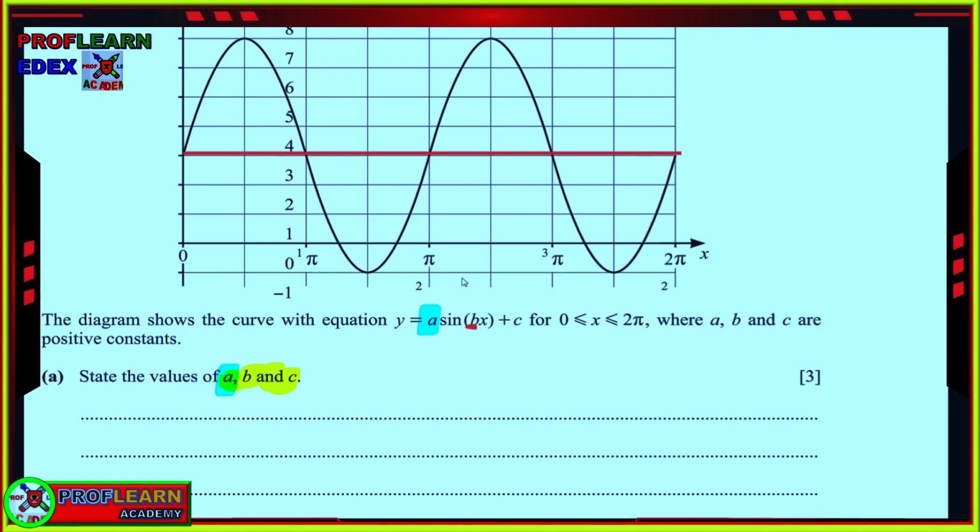The B is used to indicate the number of complete cycles within 360 degrees. So if you want to find the amplitude, A is going to be the height for that particular case.